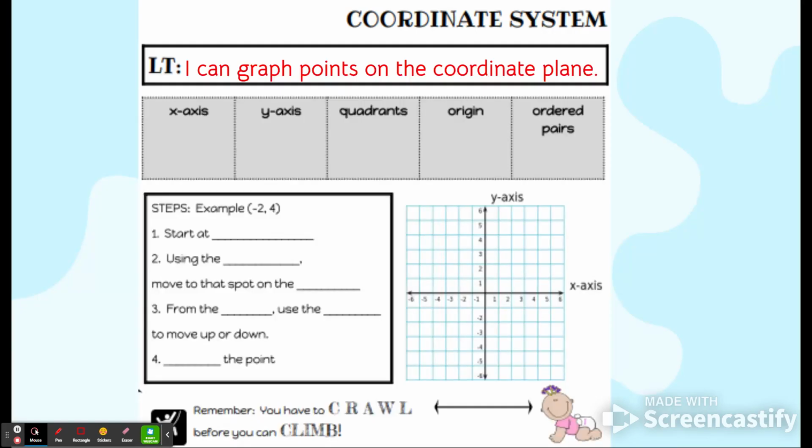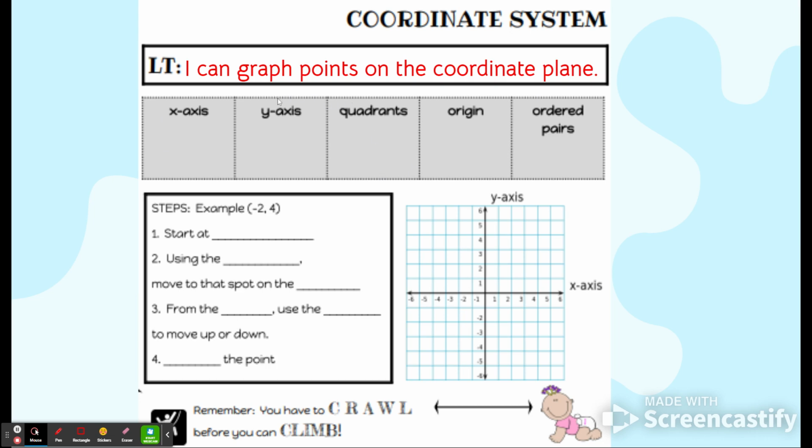Okay, so today we're going to learn about the coordinate system. Now there's lots of different components to the coordinate system, and we'll go over those as our vocabulary words here. But first let's talk about what our learning target is.